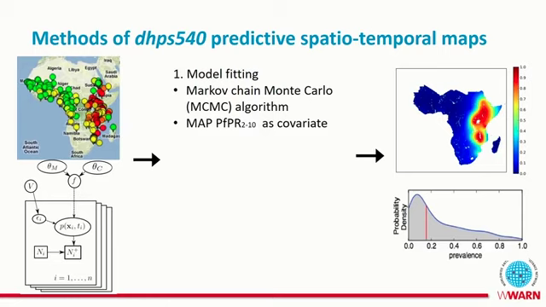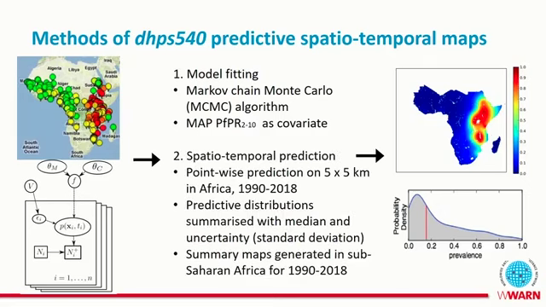It's a Markov chain Monte Carlo algorithm, and as I mentioned, we use as a covariate the Malaria Atlas Project estimates. And because the map granularity is a 5 by 5 grid, we match that and we predict on a 5 by 5 grid for each of the years between 1990 and 2018.